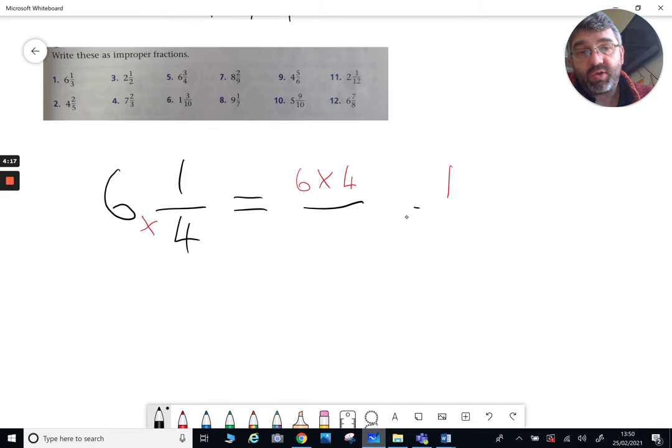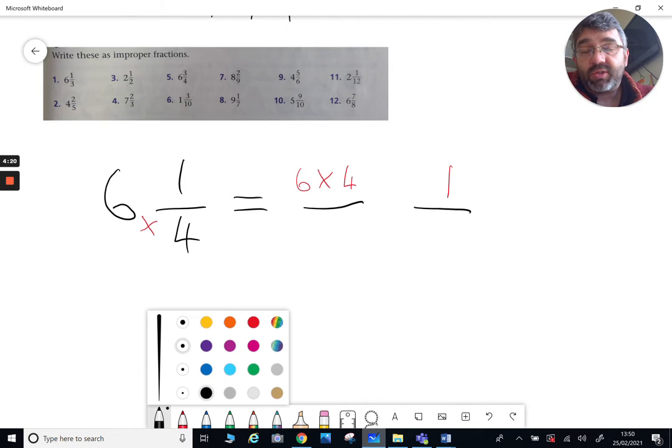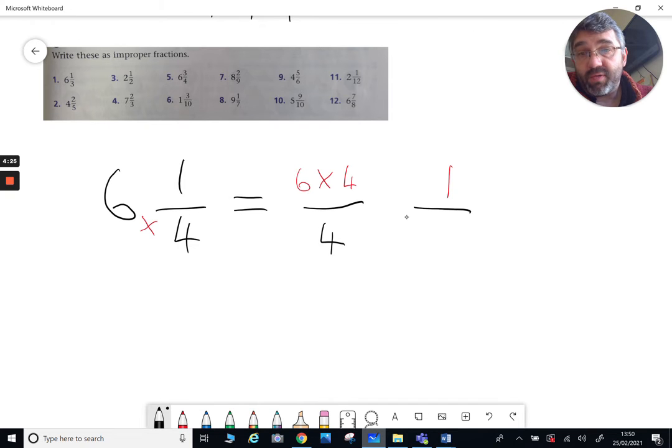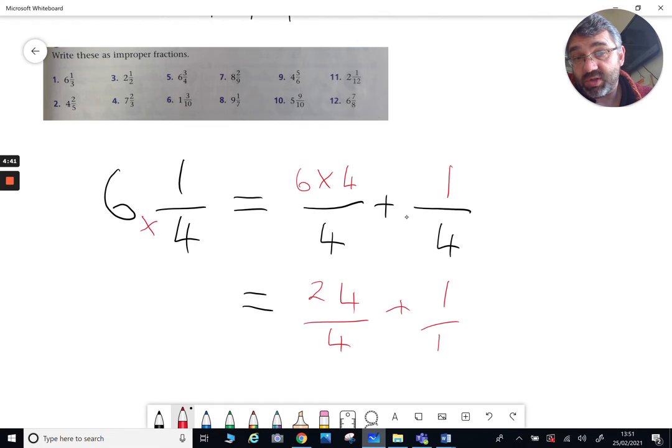So this is what we've actually got so far. 6 times 4 is all over 4. And then the 1/4, of course, is over 4. Put our add sign in. So what have we got? We want to work this through. 6 4s are 24. So it's 24/4. Add 1/4. So how many quarters do we have? Remember, we do not add the denominators, they stay as 4. 24 add 1 is 25.